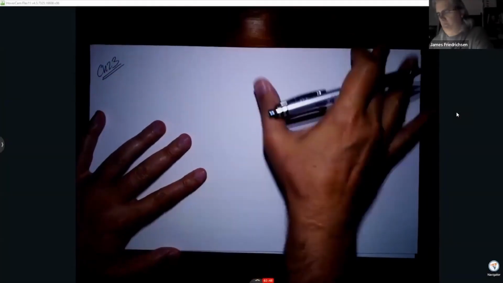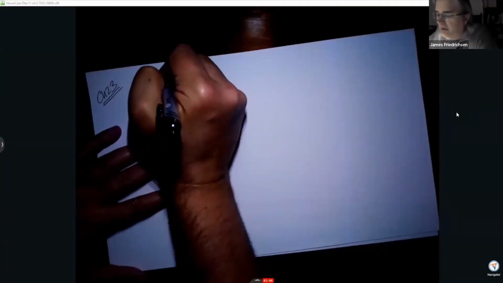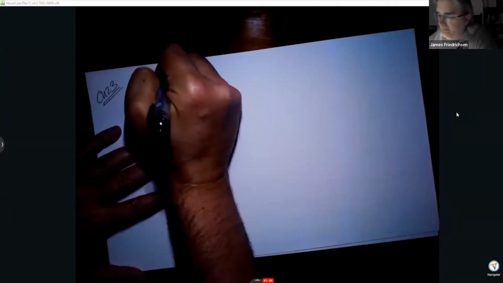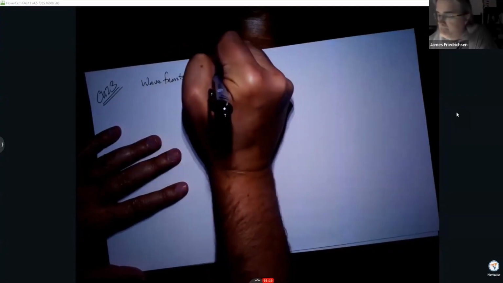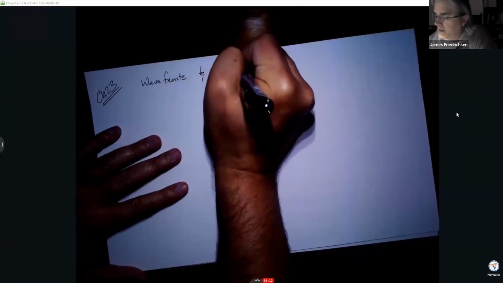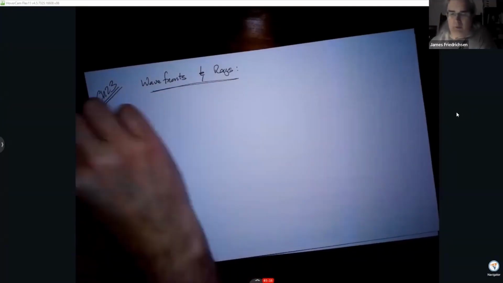And so, in a lot of books, this would be the beginning of a new chapter, and then the previous chapter would have been on electromagnetic waves. And then we would have a separate chapter on geometric optics or ray optics. I'm going to start off with a discussion about wave fronts and rays.